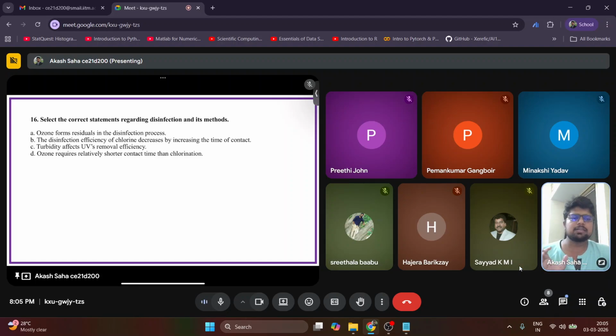So when you see the time of contact, you have to see whether you are comparing two compounds or we are comparing one compound with more time. That's how you have to answer. So C and D are correct. I hope this is clear. Any doubts? Because many of you were answering it as B. So B is not right.